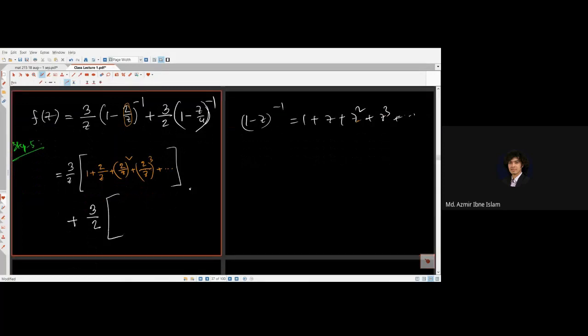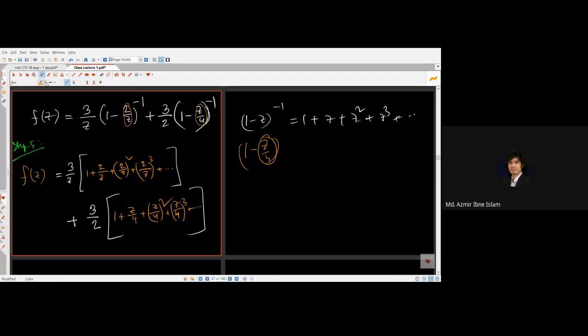It will be also similar. 1 negative z by 4. Think about it is z, so we can write it as 1 positive z by 4, plus (z by 4) squared, plus (z by 4) cube, up to infinity. Clear? So we have found the Laurent series.